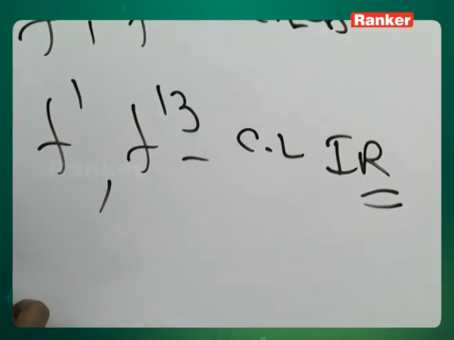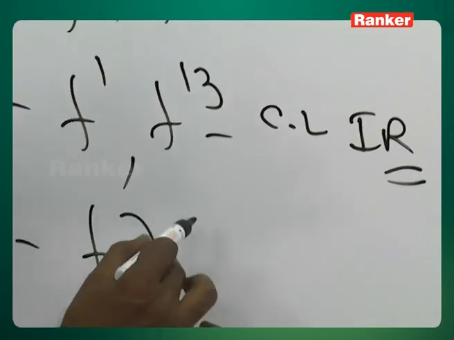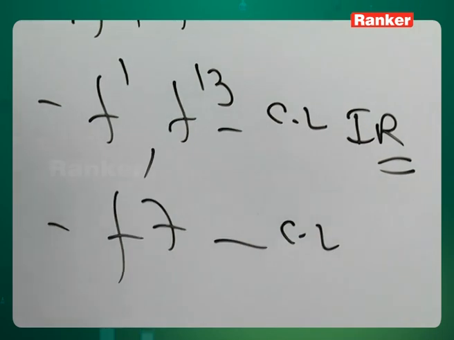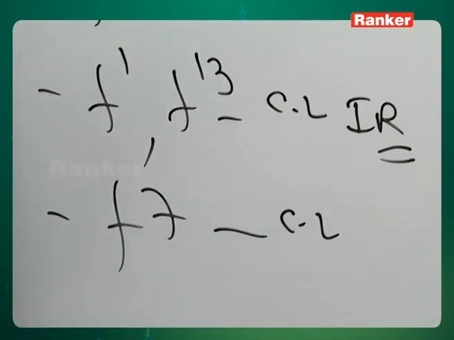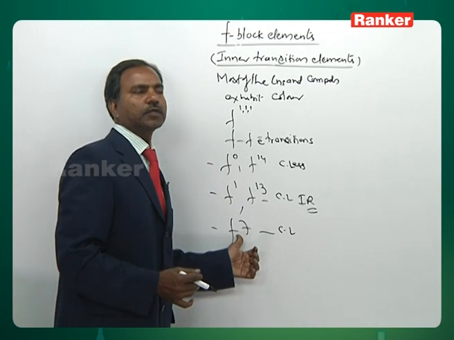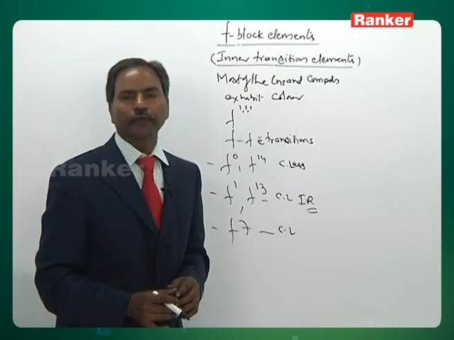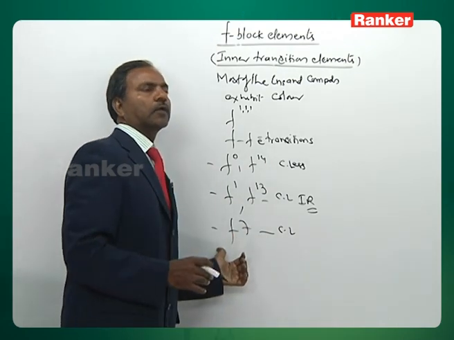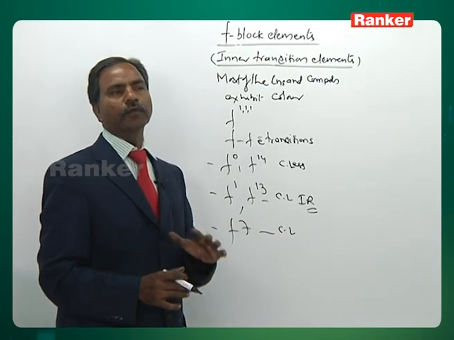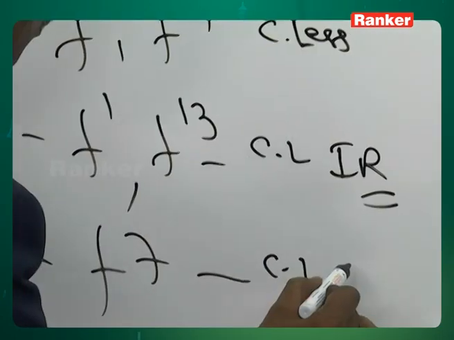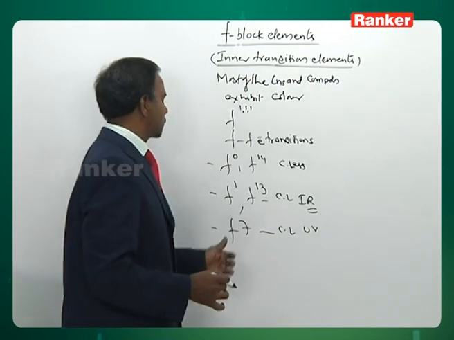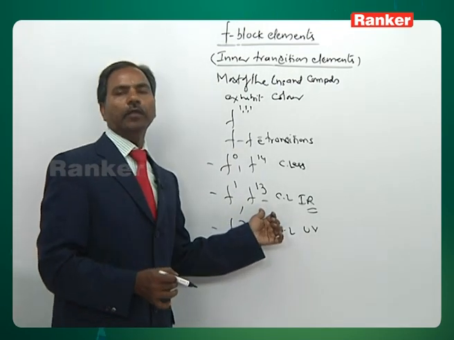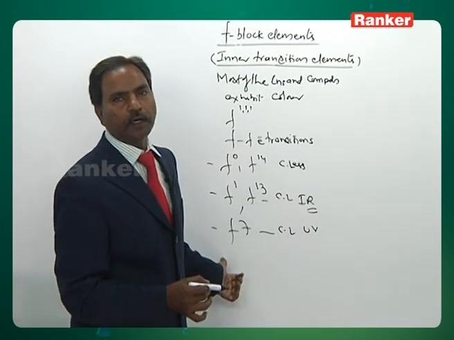Coming to the next point, the f7 electronic configuration is also found to be colorless. Wherever the f7 electronic configuration is there, 7 unpaired electrons are there. Still, in the case of f7 electronic configuration, lanthanide compounds are not exhibiting color. It is due to UV absorption. So f1 and f13, even though they carry unpaired electrons, are still colorless.